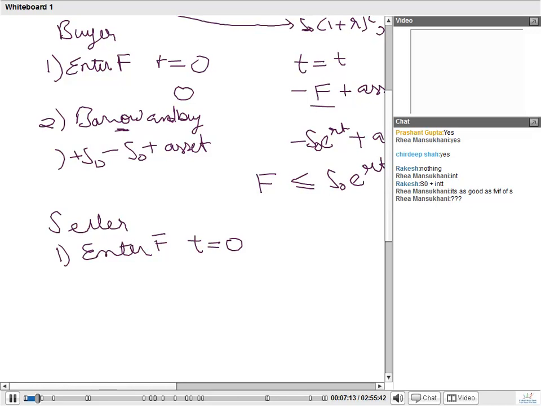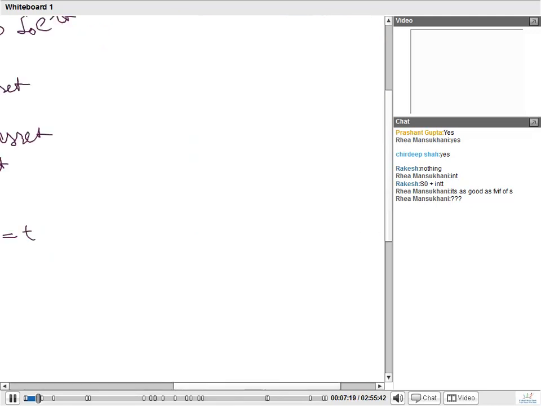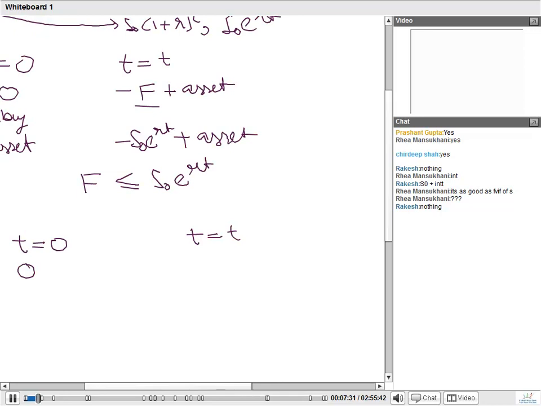A forward agreement is an agreement to exchange the asset at a price of F at a time t equal to T. So what is it that I'm going to change, or what is it that I'm going to pay today? Nothing. How much will I pay or receive at the time t equal to T? I will receive F, but I will have to deliver the asset.